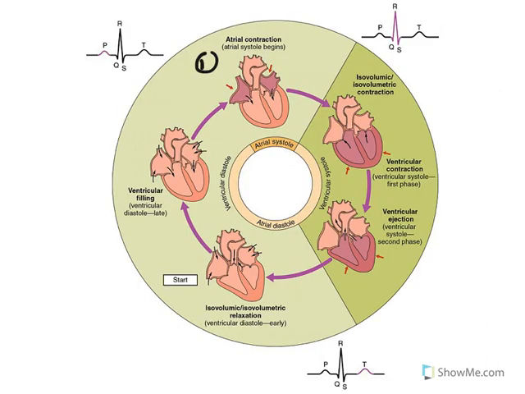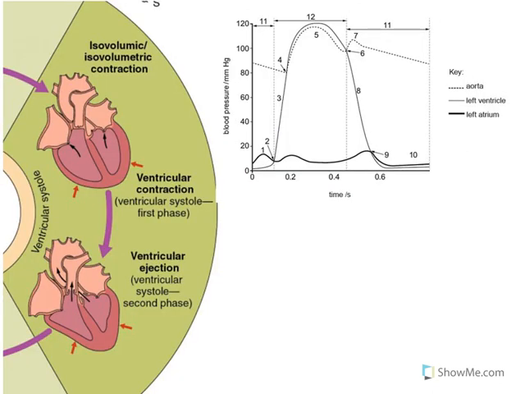Okay, the next stage we're going to deal with is stage number 2, ventricular contraction. So ventricular contraction, like the name suggests, is when the ventricles start to contract. This happens at around 0.1 seconds after the atria contract. So you can see here 0.1 seconds is when the ventricles start to contract.